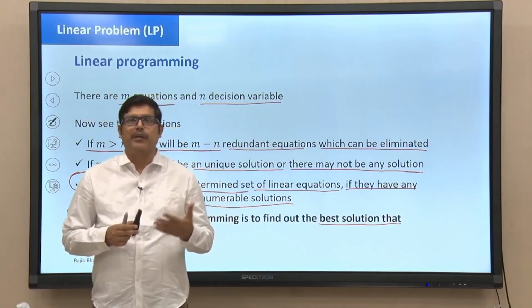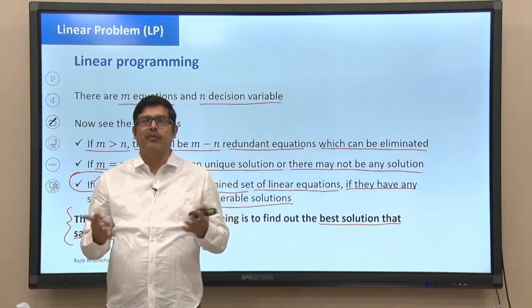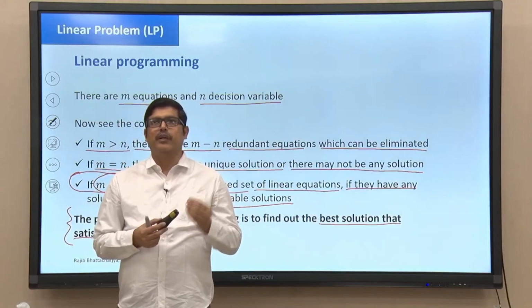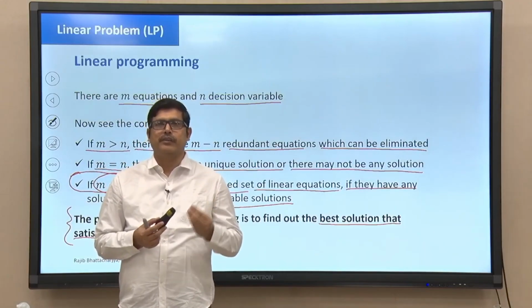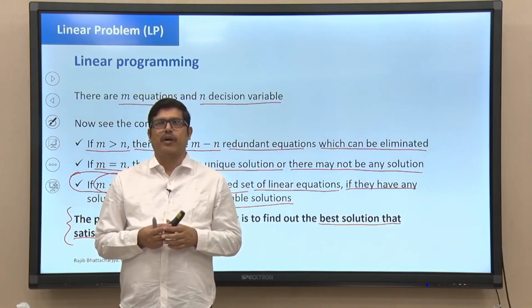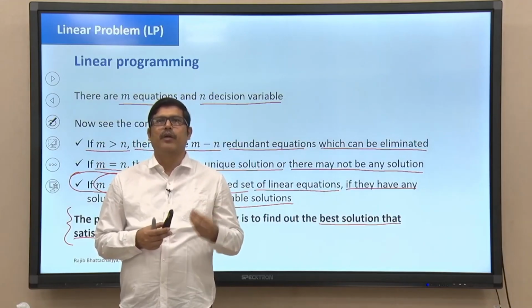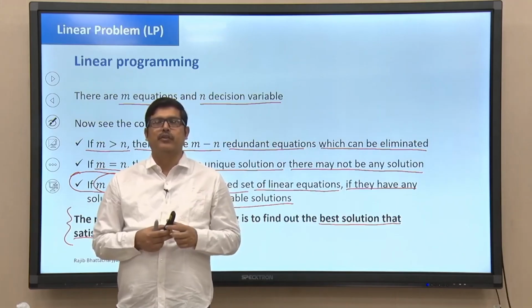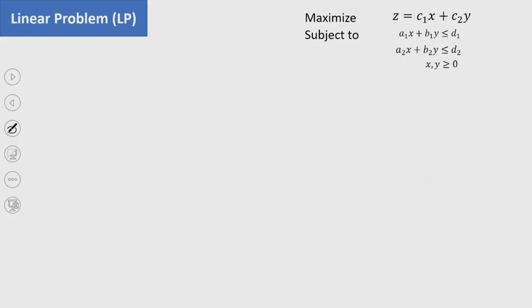So, we have multiple solutions, we may have innumerable solutions, and out of these solutions we would like to find out the best solution, and that is the function of linear programming, or you can say the objective of linear programming. So, we would like to find out the best solution.